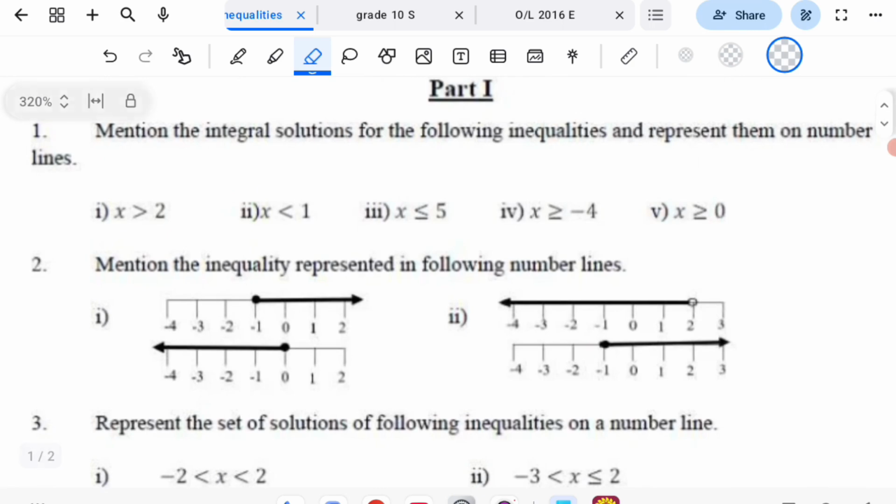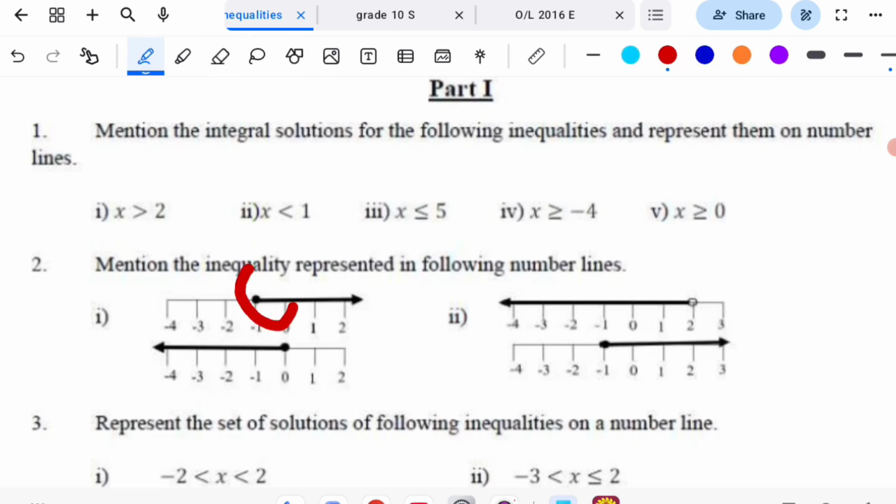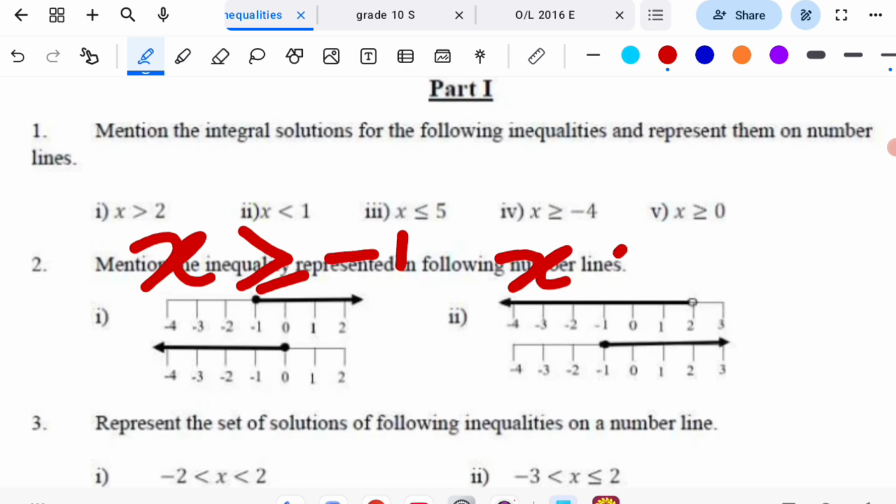Then question number 2. Mention the inequality represented in following number lines. In first one, corresponding number is minus 1. They have colored this point. It means x could be greater than or equal minus 1. They have colored greater than side, therefore we have to write greater than or equal. In second one, they have colored less than side. X less than corresponding number is 2, but they have not colored, therefore we can't put equal sign, only x less than 2.